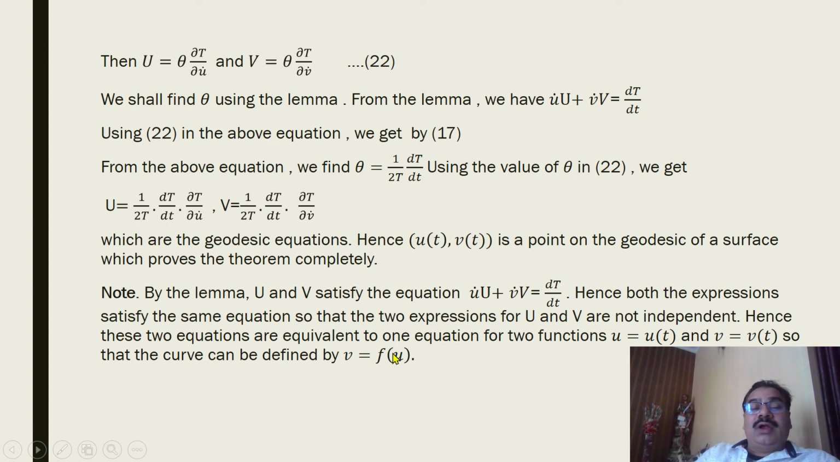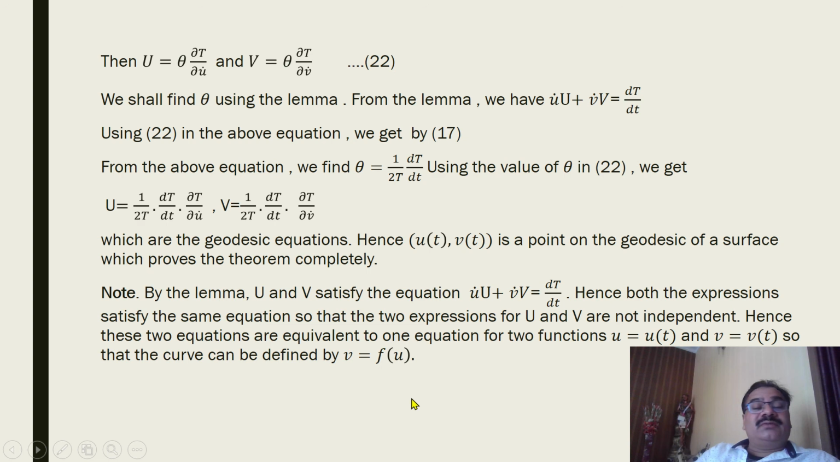By the lemma, U and V satisfy the equation u dot U plus v dot V is equal to d T by dt. Hence both the expressions satisfy the same equation, so that the two expressions for U and V are not independent. Hence these two equations are equivalent to one equation for two functions u and v, so that the curve can be defined by v is equal to f(u).